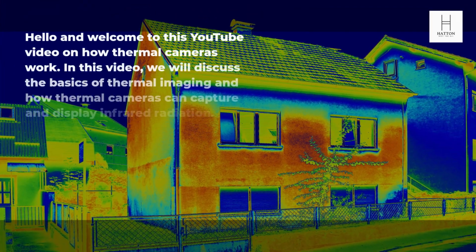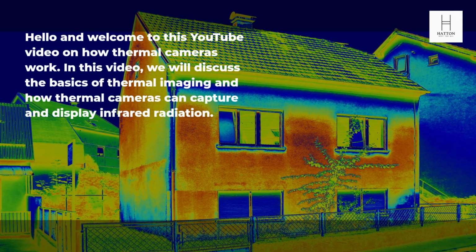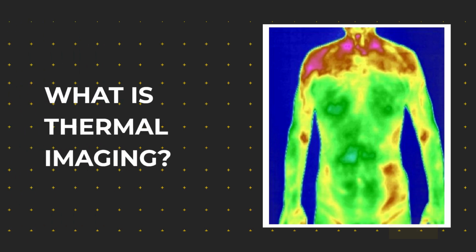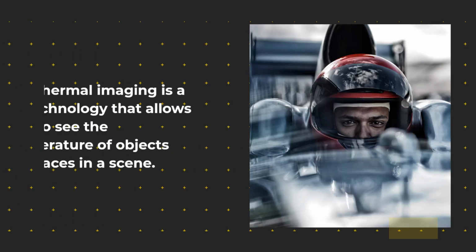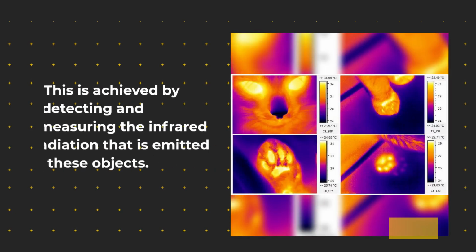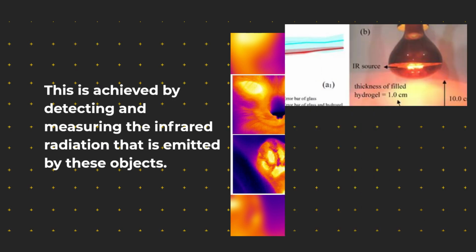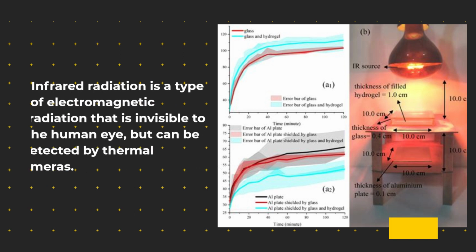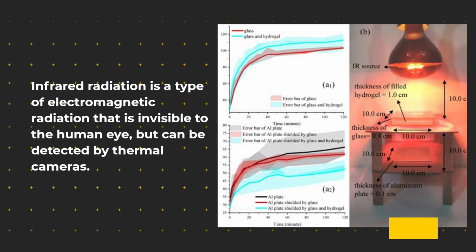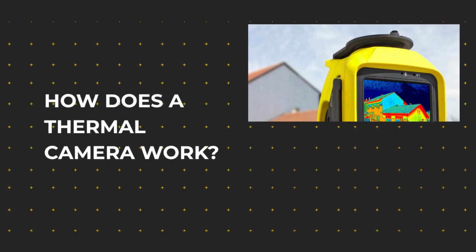In this video, we will discuss the basics of thermal imaging and how thermal cameras can capture and display infrared radiation. What is thermal imaging? Thermal imaging is a technology that allows us to see the temperature of objects and surfaces in a scene. This is achieved by detecting and measuring the infrared radiation that is emitted by these objects. Infrared radiation is a type of electromagnetic radiation that is invisible to the human eye, but can be detected by thermal cameras.